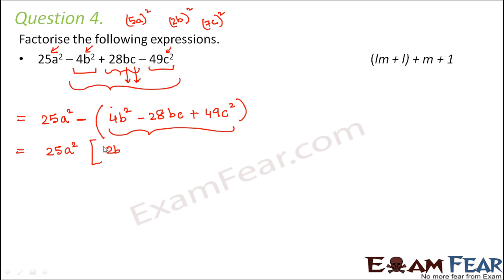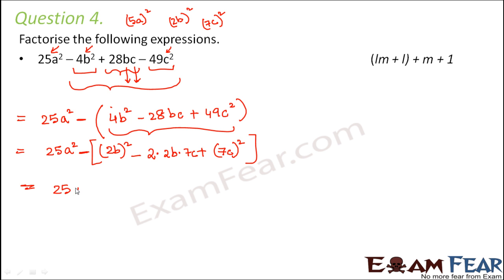So 4b square can be written as 2b whole square, 49c square can be written as 7c whole square. So the middle term must be written as 2 into a into b. So just check if this value is equal to this or not. So this would be 2 2s are 4, 4 7s are 28. So 28bc. Perfect. So this fits into it. Okay, I just missed the minus sign here.